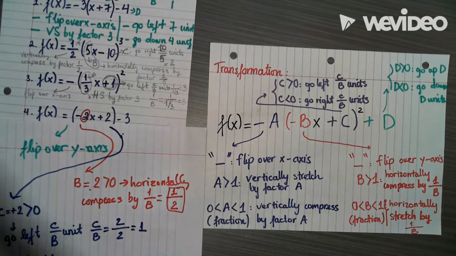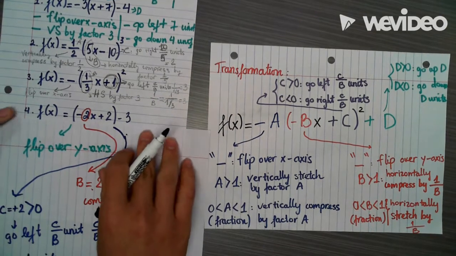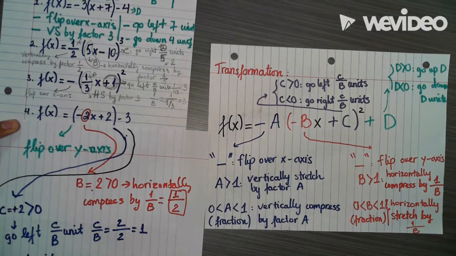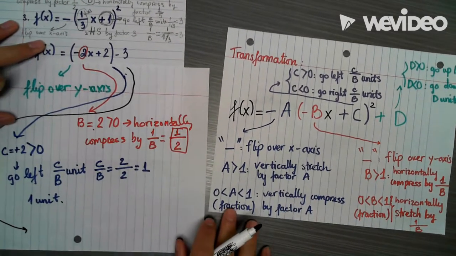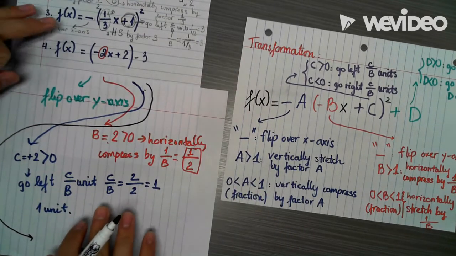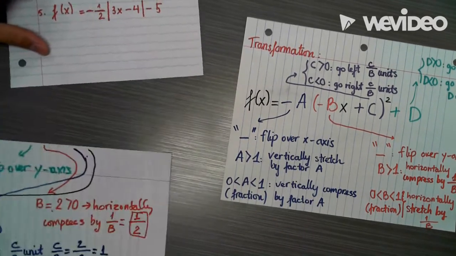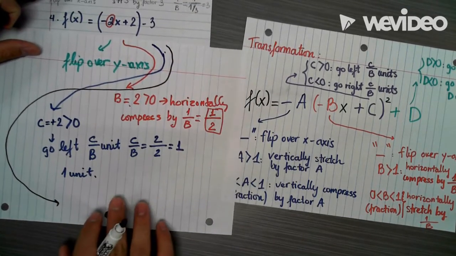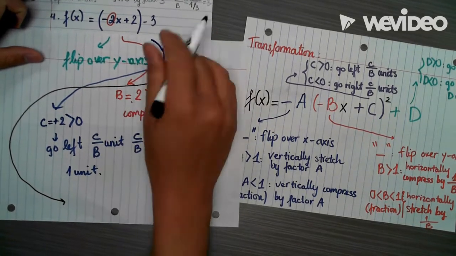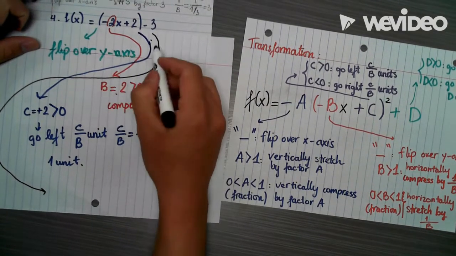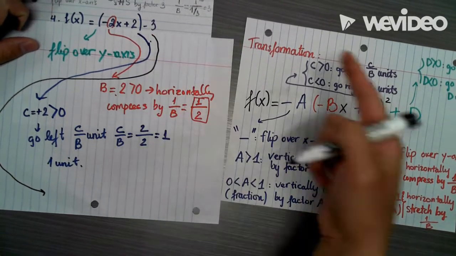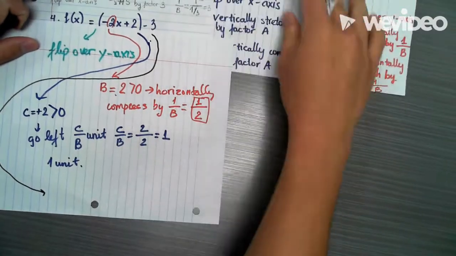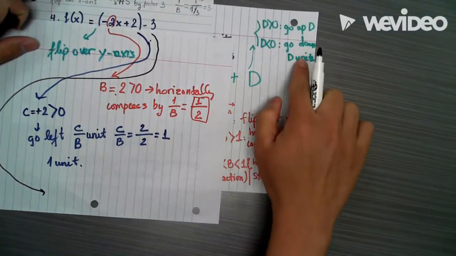The last one will be negative 3 here. This guy is negative 3. Do you see it? Let me do this one, like this. Okay, so this negative 3 is outside, right? So this is D. Sorry, like this is D, right? The last one is D.